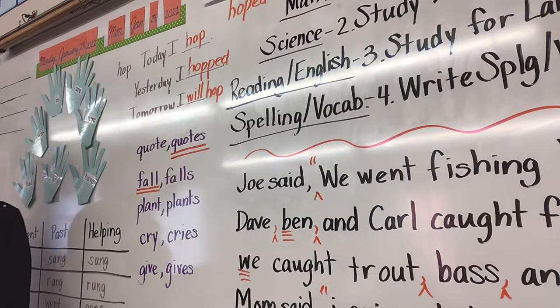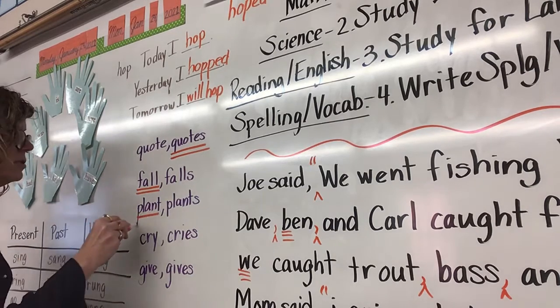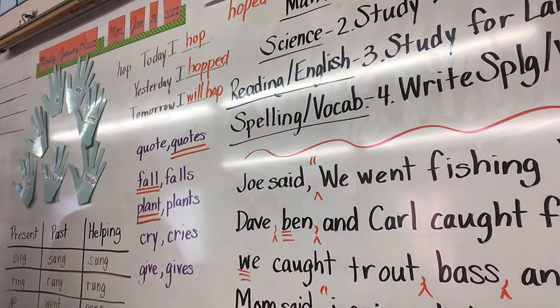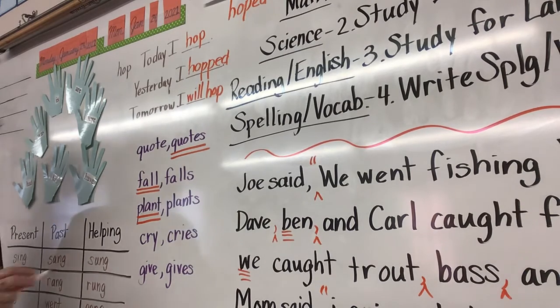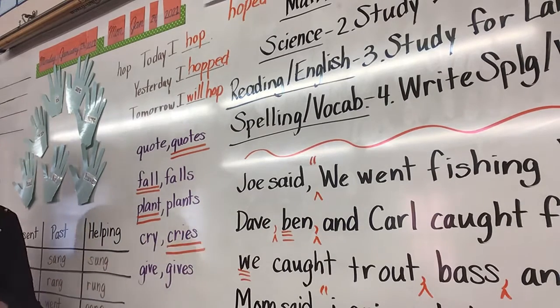All right, what about this one? Our neighbors plant or plants a garden every year. Neighbors, is that singular or plural? Plural. So we're going to say neighbors plant. Very good. Neighbors plant. All right, the next choice is going to be cry or cries. My sister cry or cries when she has a wet diaper. Okay, sister, is it singular or plural? Singular, so we need to use cries. So underline cries two times. One more.